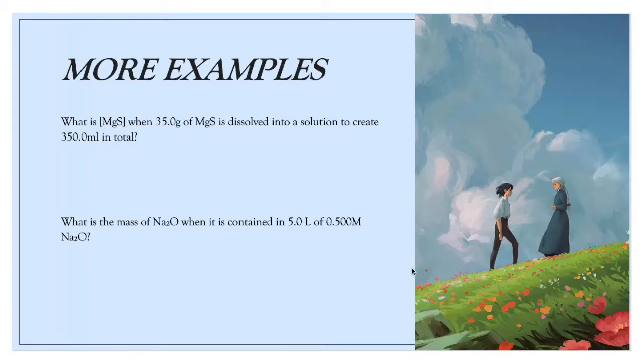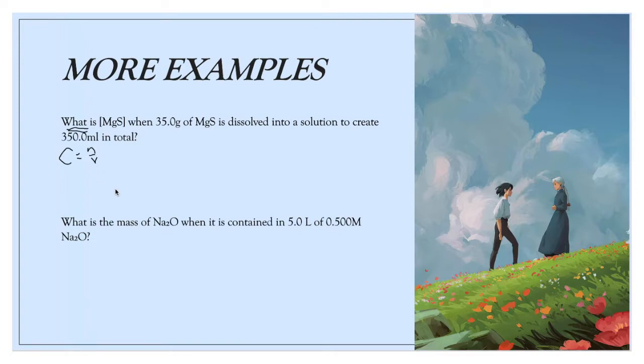The next slide is more examples on molarity so that we can learn the concept clearly. Here we have: what is the concentration of MgS when 35.0 grams of MgS is dissolved into a solution to create 350.0 milliliters in total? Once again, since this is in brackets and it is asking for it, we are going to find out the molarity, the C in the C equals N over V unit conversion.